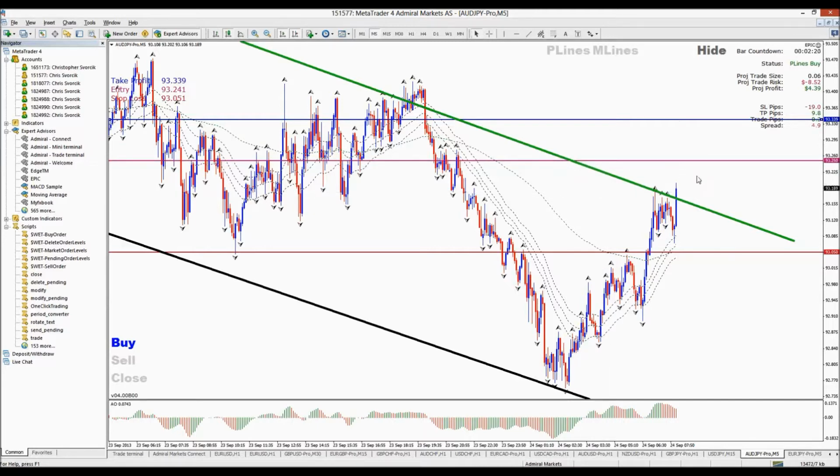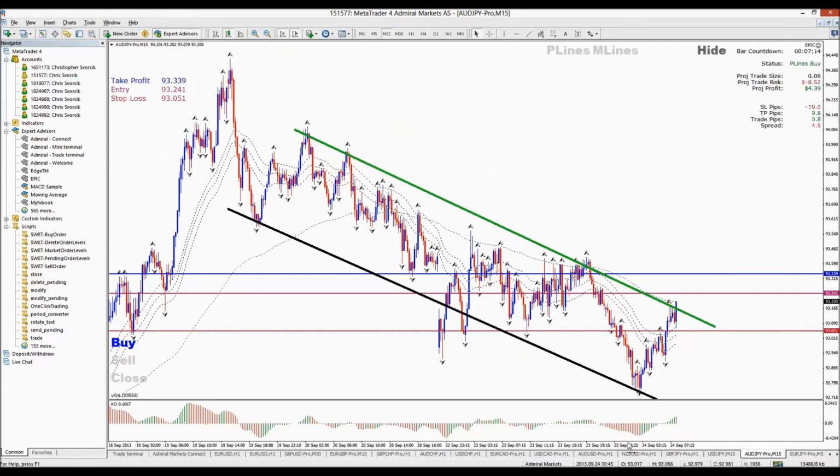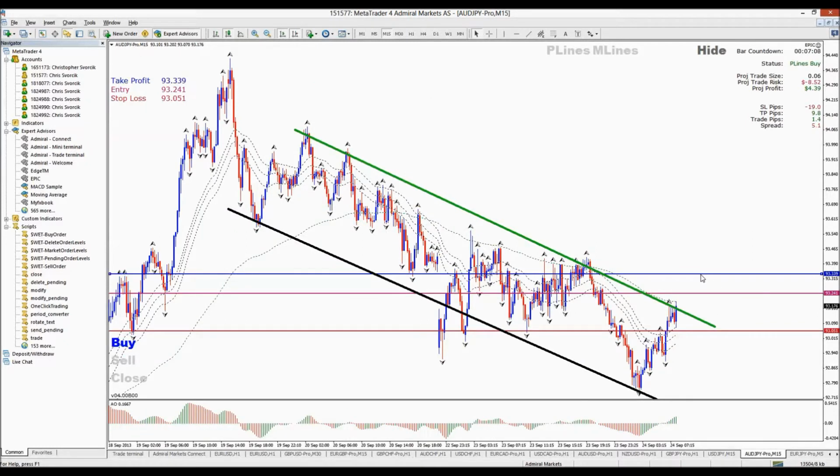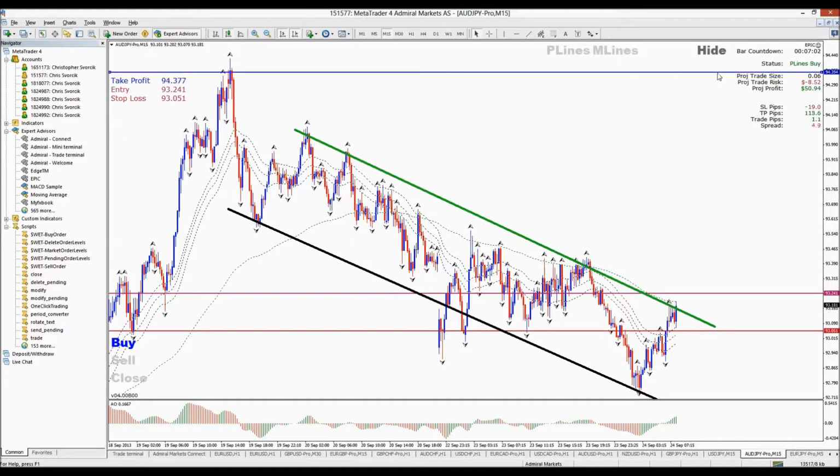Or I could wait for the break and hook back. Although it looks pretty impulsive. Let's take a look at 15. Now I'll try a small position on the immediate breakout. Let's take a look here.